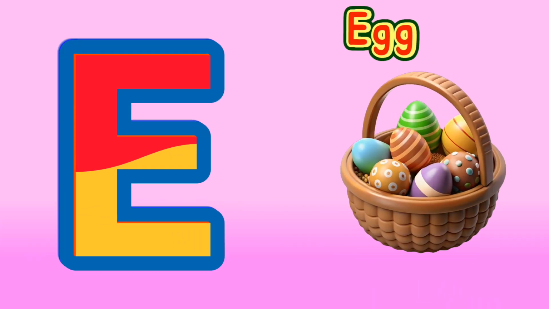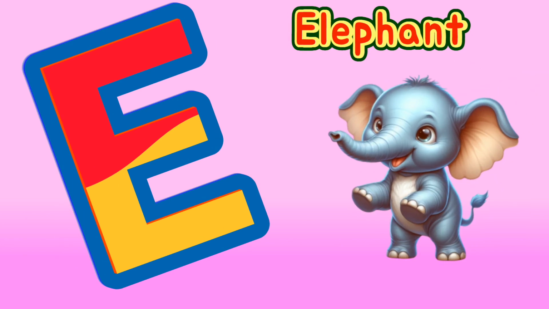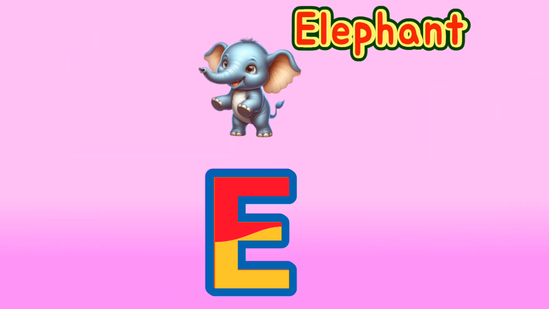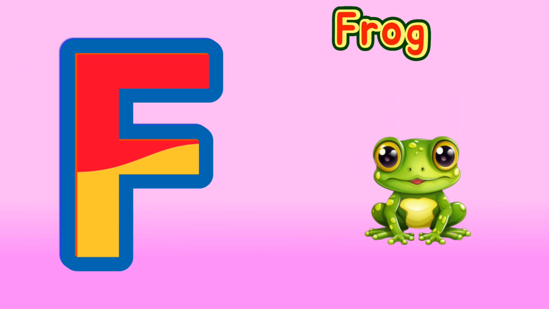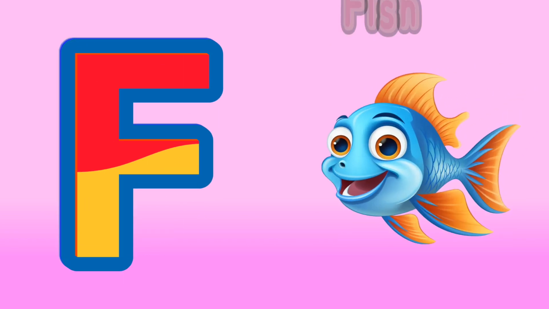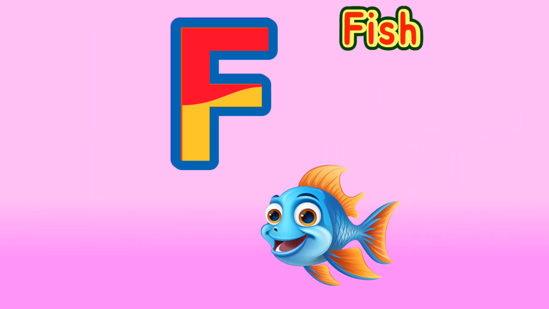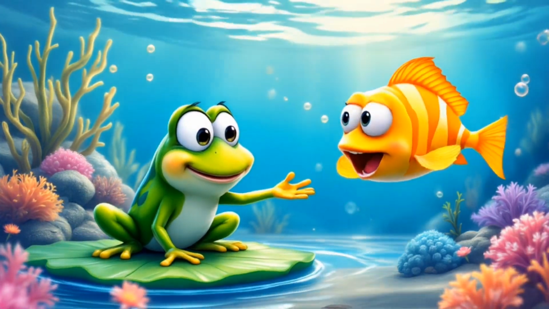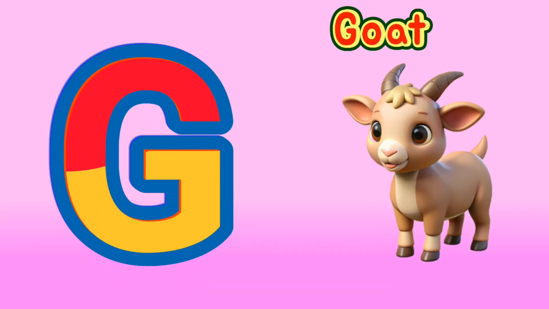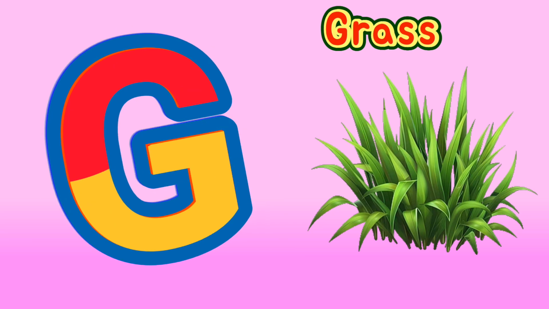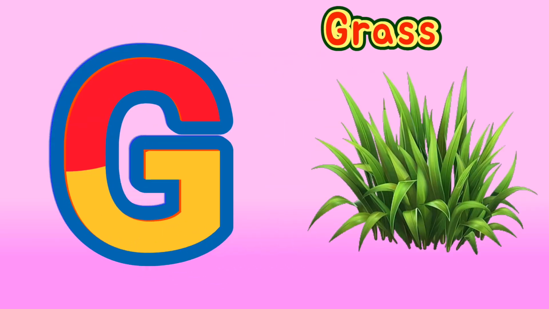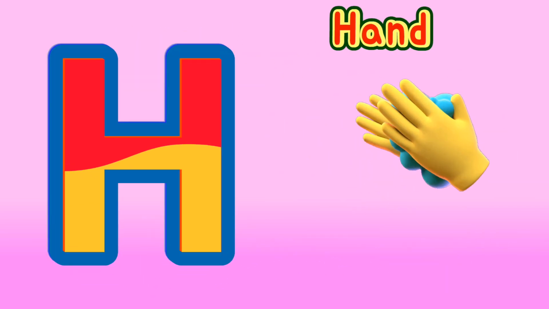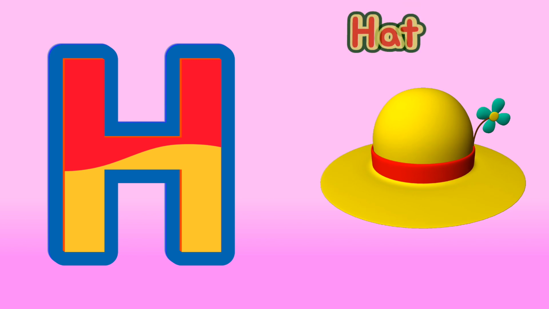E for egg and E for elephant. F for frog, F for fish. G for goat and G for grass. H for hand, H for hat.